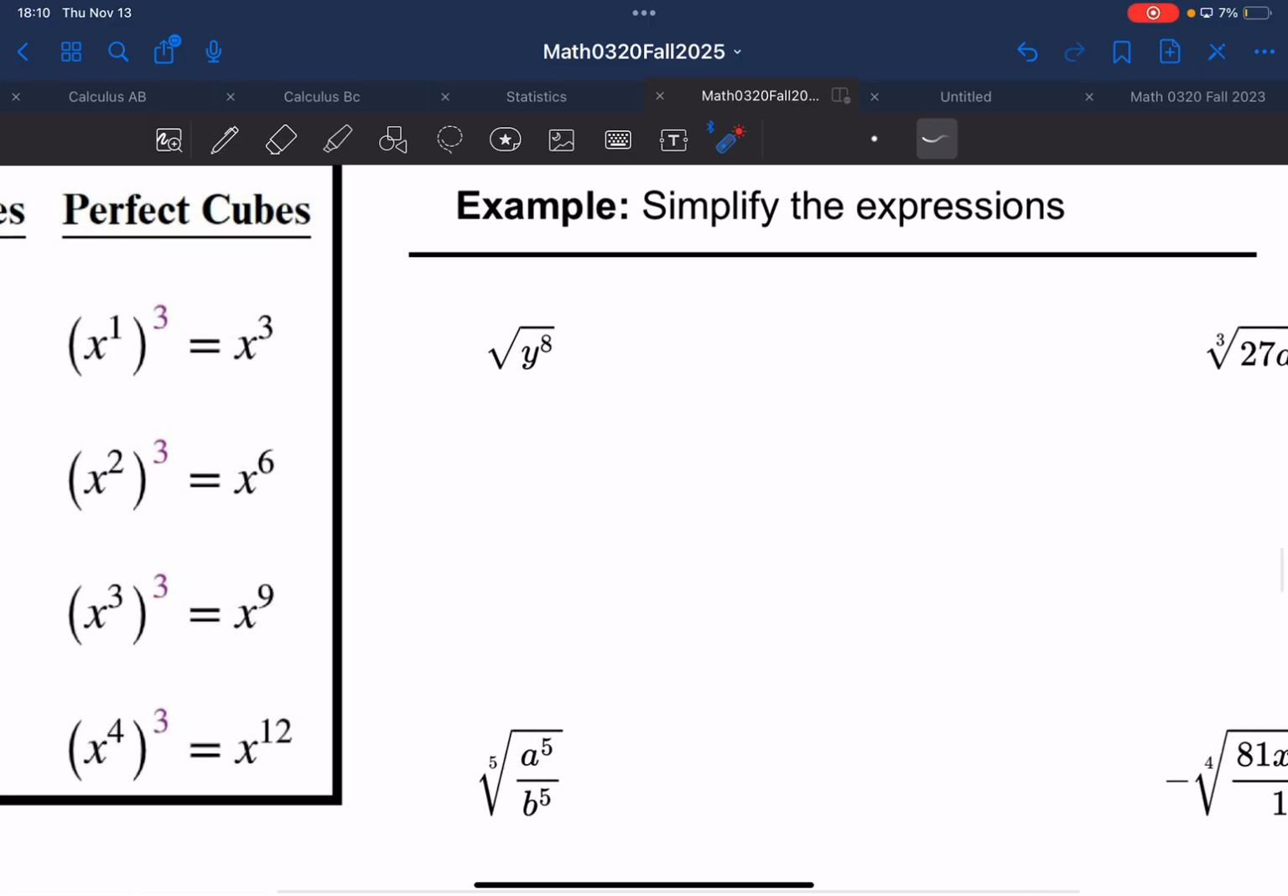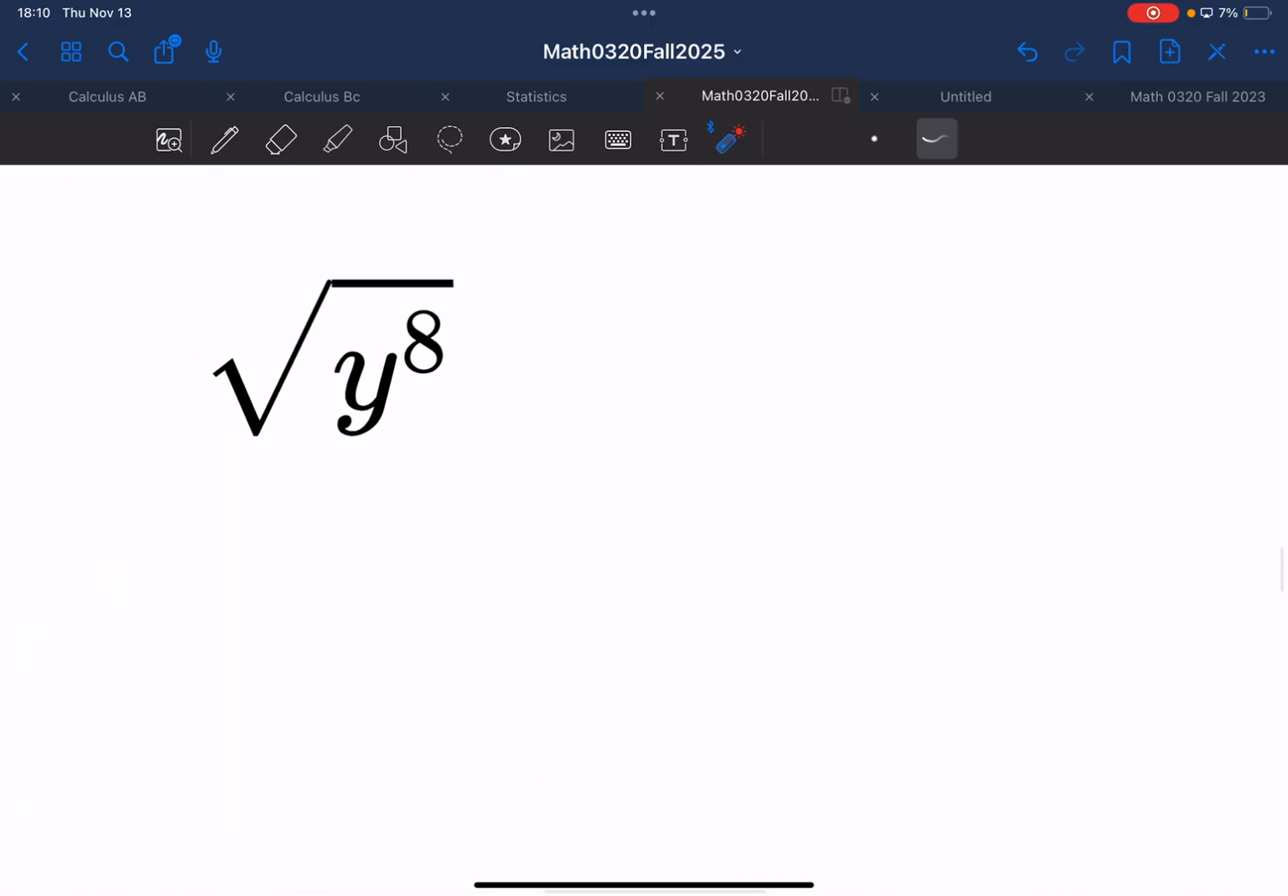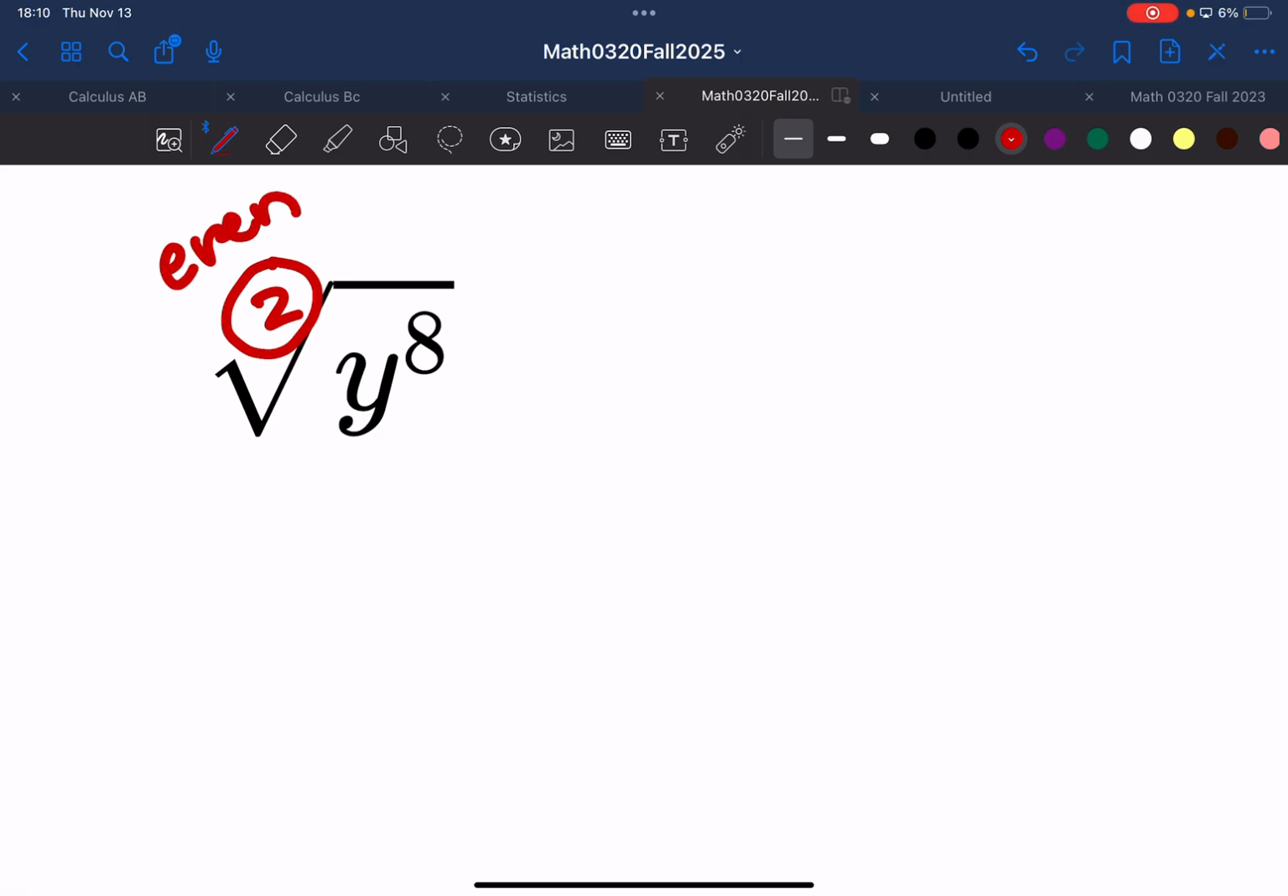So we're going to look at this one here. If we don't see the nth root, we know that number is 2. This is also even. So that means in our answer, we're going to make sure to include the absolute value bars. And then we can check this way, like the second way we did. What's 8 divided by 2? 4. So this is equal to the absolute value of y to the fourth.